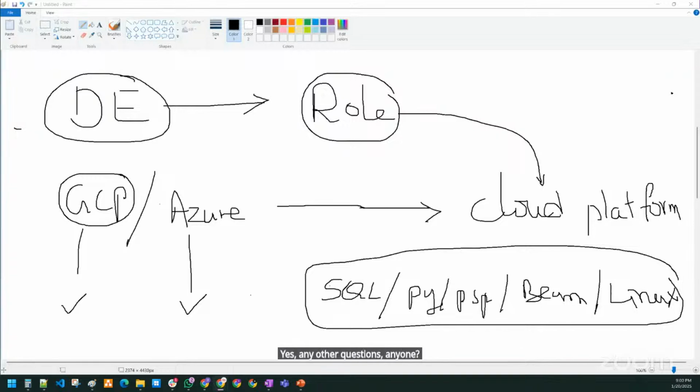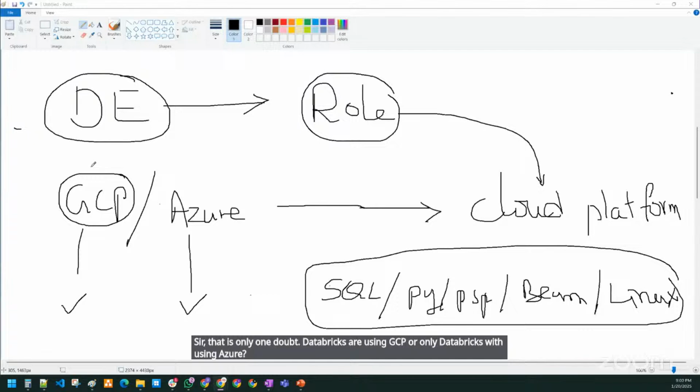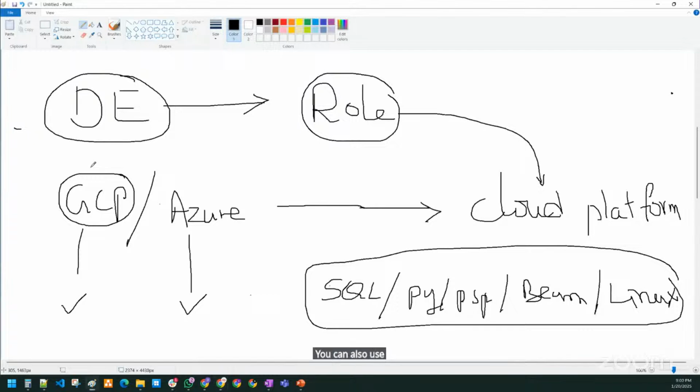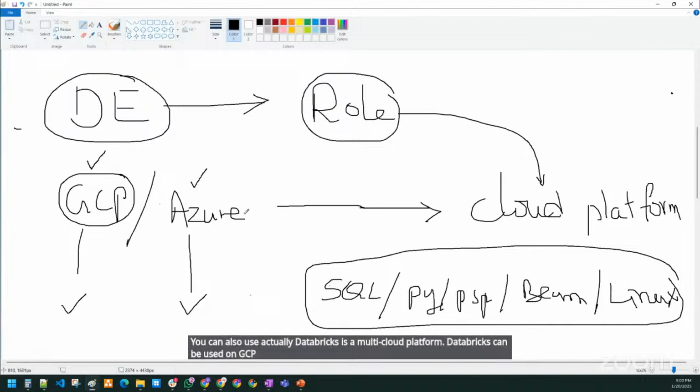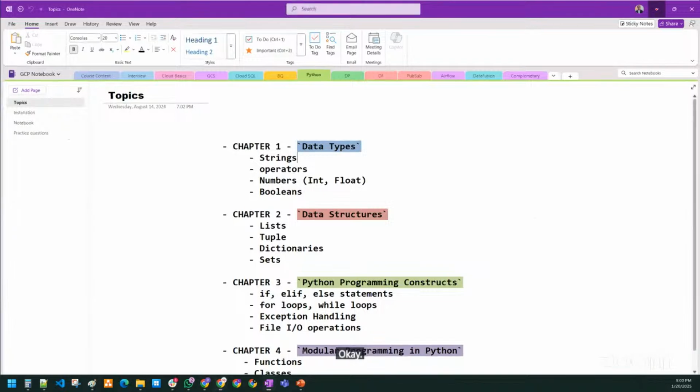Sir, I have only one doubt here. Is Databricks used with GCP, or only with Azure? You can also use it, actually Databricks is a multi-cloud platform. Databricks can be used on GCP, on Azure, and also on AWS.